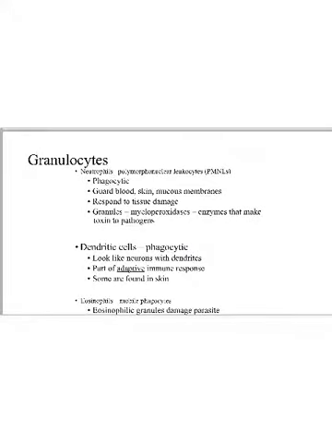Now granulocytes. We're going to start with neutrophils. Neutrophils are also known as polymorphonuclear leukocytes, or PMNLs. They're phagocytic, so they guard the blood, the skin, and the mucous membranes. They respond to tissue damage. If tissue damage occurs, they're going to go to that site. Their granules have myeloperoxidases, an enzyme that makes a toxin against the pathogen. So they make something that's toxic to the pathogen.